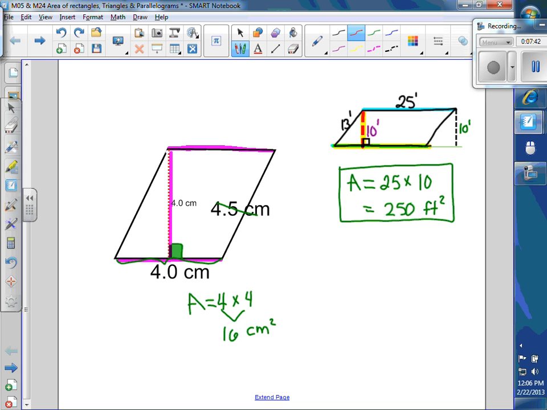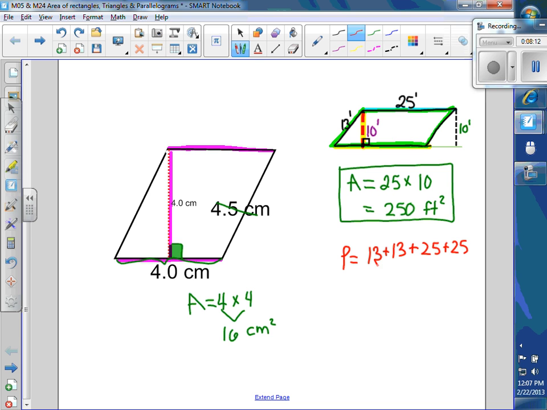Even though the focus of this video is not perimeter, some of you might be wondering when you use the 13. Well, the 13 we use when we're looking for perimeter, because for perimeter, we're going to go around the whole shape. We're going to add 13 to 25 to 13 to 25. So you use that slanted side when you're doing perimeter.